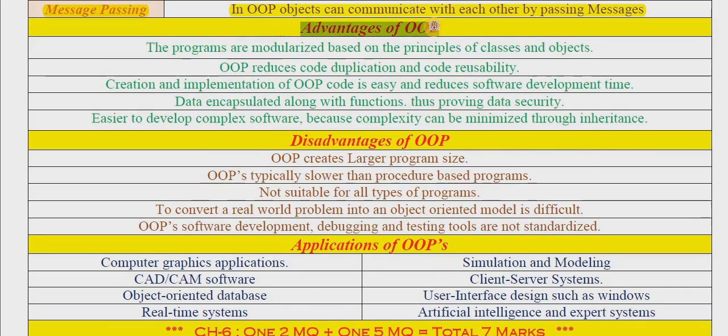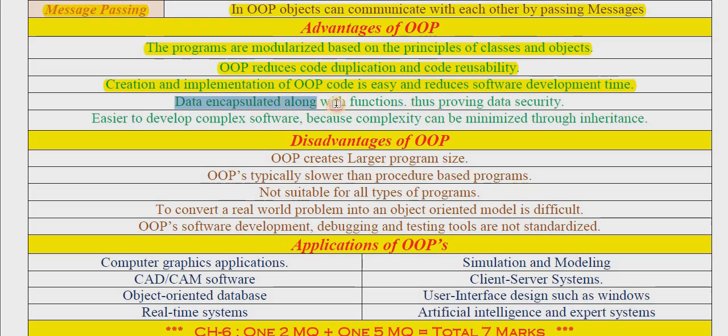Then advantages of object oriented programming. This is also important for 5 marks. This can be asked in the examination, so you have to write any 5 advantages. There are 5 advantages given in these notes. The programs are modularized based on the principle of classes and objects. OOP reduces code duplication and increases code reusability, and creation and implementation of OOP code is easy and reduces software development time. These are the definitions, you just have to remember.